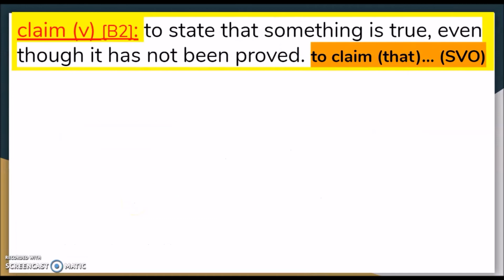So the other one is claim. That means to state that something is true even though it hasn't been proved. So okay, it's like to claim that, and a full sentence follows after it. So the structure is really similar to assume, as we learned at the beginning of the video.